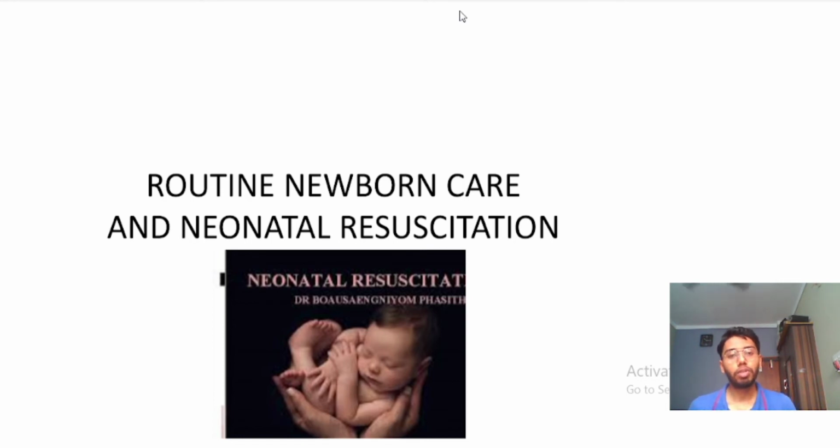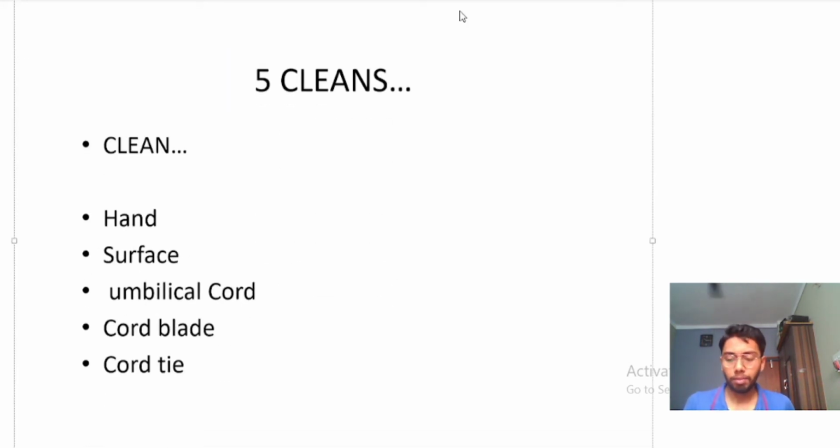Today what we are going to see is newborn resuscitation and routine newborn care. Without wasting much time, going to the basics. First of all, I will explain to you about routine care which you have to do with every baby, followed by newborn resuscitation, which is the treatment part. This is the routine part, okay, fine.